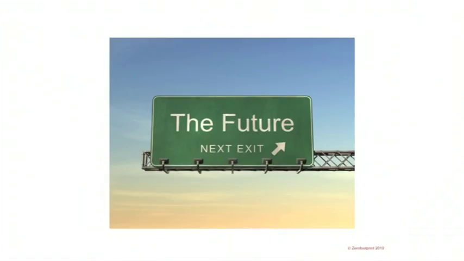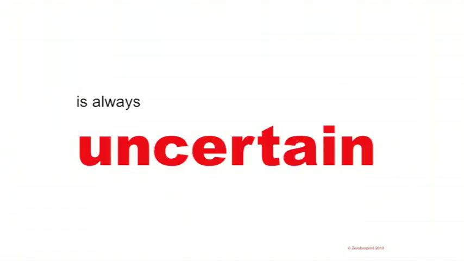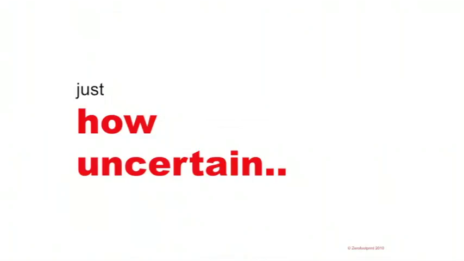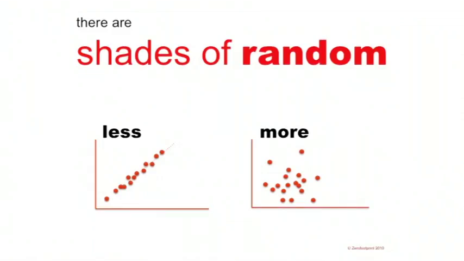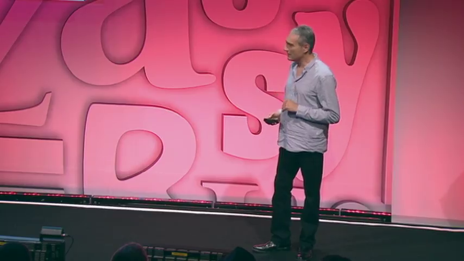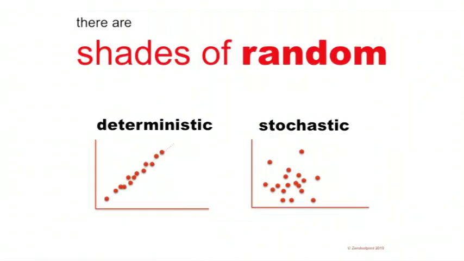It starts with this. Risk occurs because there's a future, and that future is always uncertain. But just how uncertain it is actually really important. So for example, you can have various shades of randomness, things that are almost random, like on the left, or very random on the right. And I'm going to leave you with two words that I want you to take away. One is deterministic, in other words, almost known with certainty, and the other is stochastic, which means random. And these two words are going to play an important role in risk thinking.